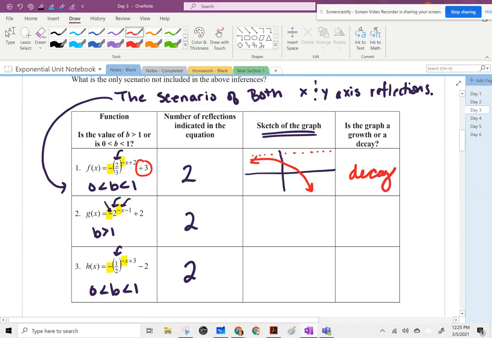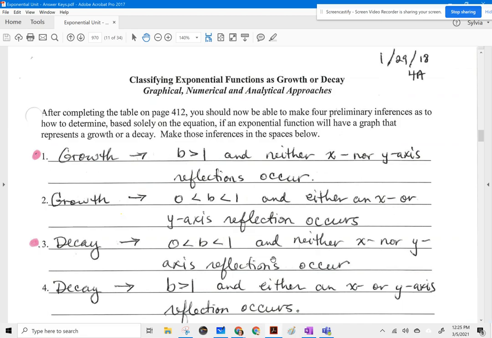So let's take a look at what we think might happen on number 2. Without any reflections, we would have growth. Now we have two reflections. So I think we're going to be back to growth. The only difference is the rate of the growth. Is it going to be increasing or decreasing at a decreasing rate? So let's take a look over here on Desmos.